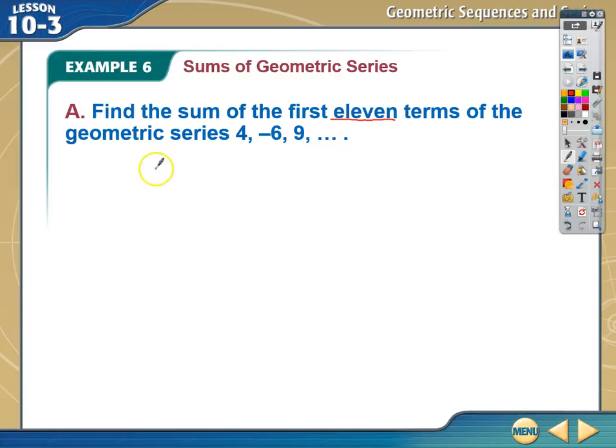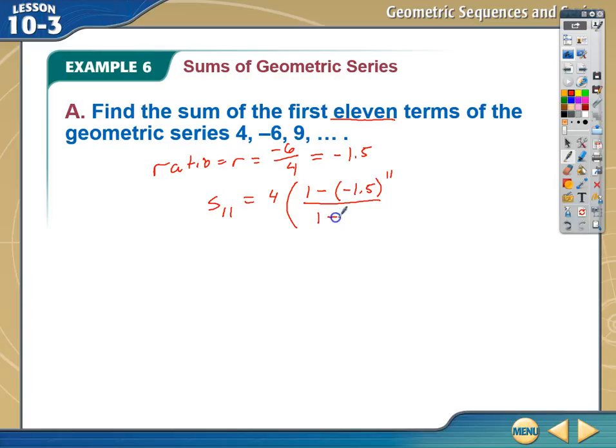The first thing I need to do is find my ratio, which is r. I'm going to say, second term divided by first term. Hit the handy dandy calculator if you don't know it. It's negative 1.5. Then I grab that first equation and start filling in. To find the sum of the first 11 terms, it asks for the first term, 4, times 1 minus my common ratio, negative 1.5, raised to the 11th power, because I'm looking for the first 11 terms, all over 1 minus my common ratio.